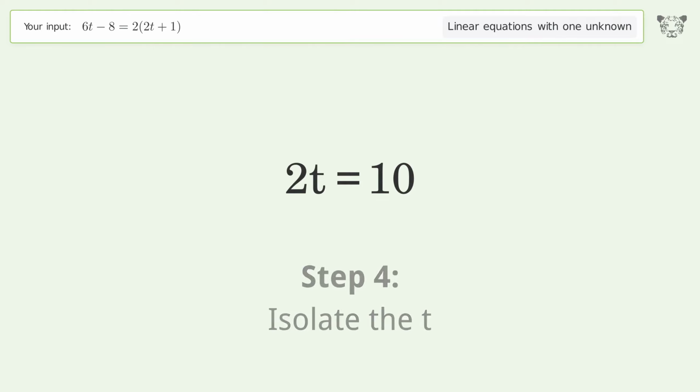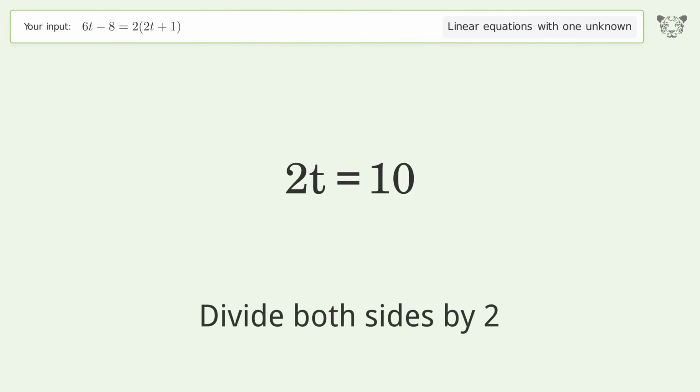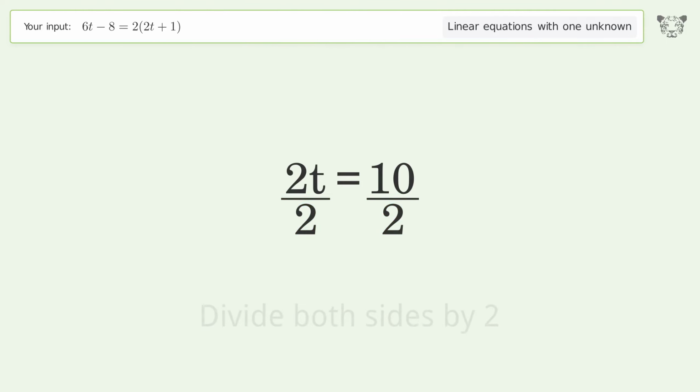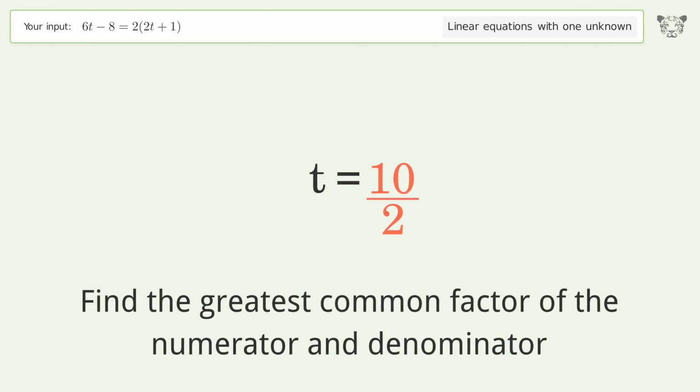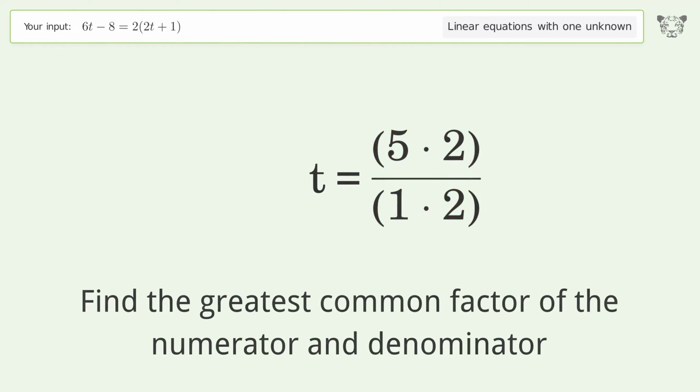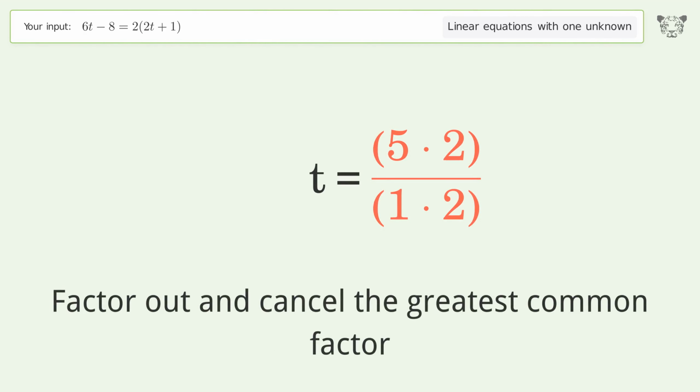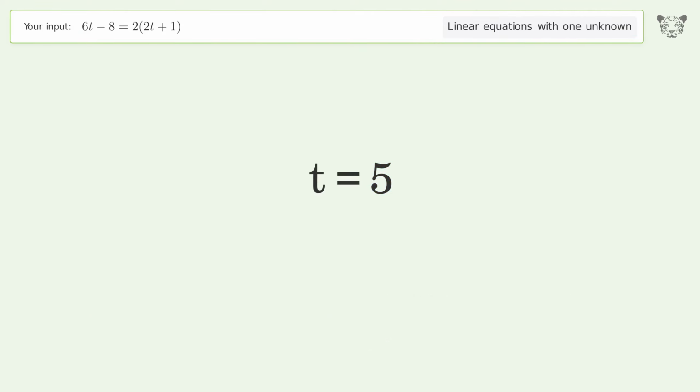Isolate the t. Divide both sides by 2. Simplify the fraction. Find the greatest common factor of the numerator and denominator. Factor out and cancel the greatest common factor. And so the final result is t equals 5.